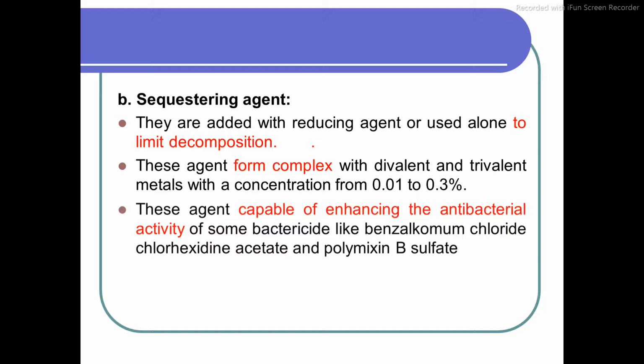These agents are capable of enhancing the antibacterial activity of some bactericides like benzalkonium chloride. We have already seen that some gram negative bacteria like Pseudomonas aeruginosa have resistance against benzalkonium chloride. But once benzalkonium chloride is mixed with disodium EDTA, its antibacterial activity can be increased.